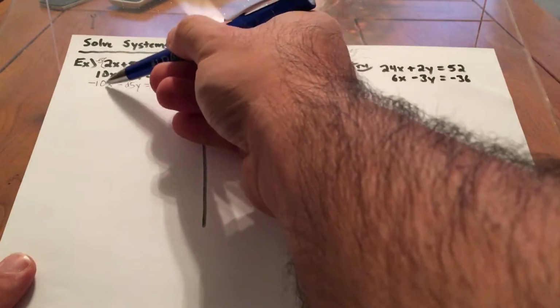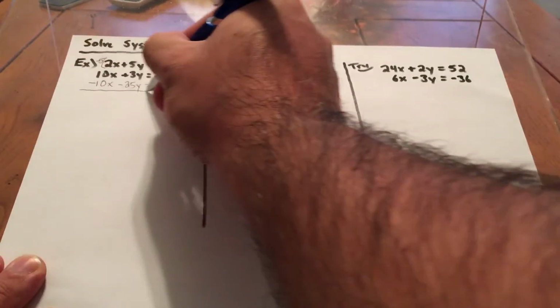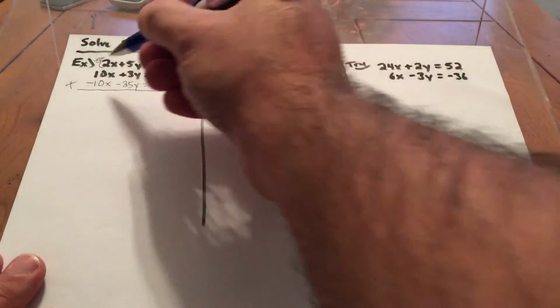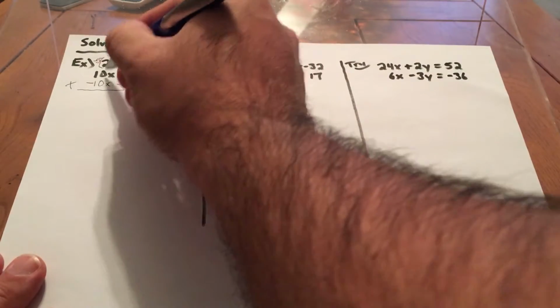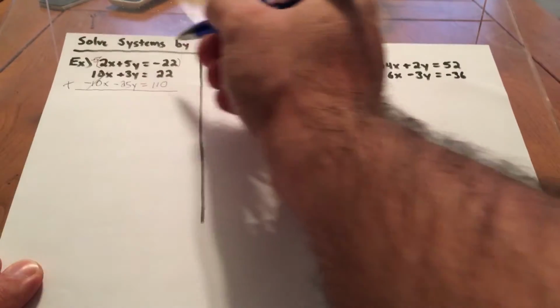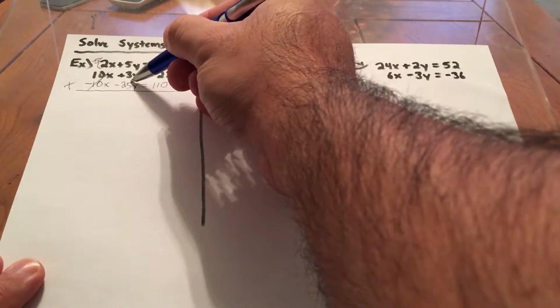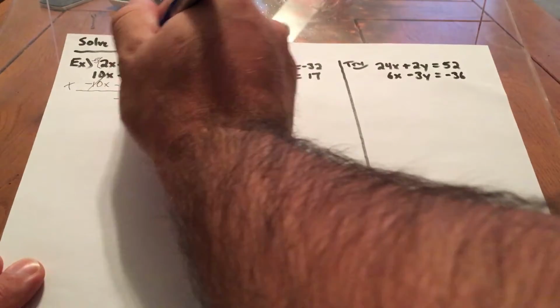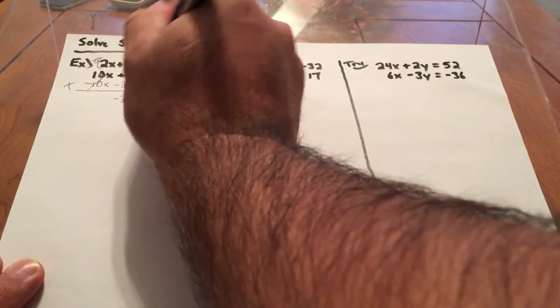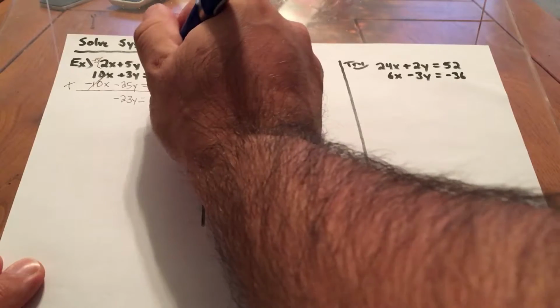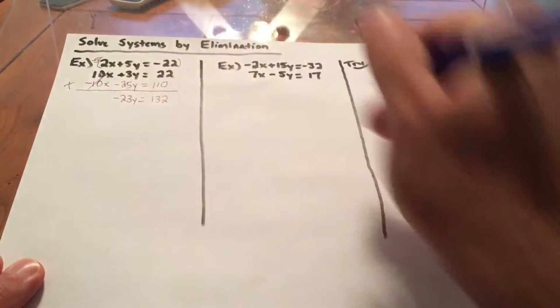And now that we've got this, what we want to do is add these two equations together. 10x minus 10x is 0. That goes away entirely. 3 plus a negative 25, or 3 minus 25, is negative 23y. And then we've got 22 plus 110. That is equal to 132.